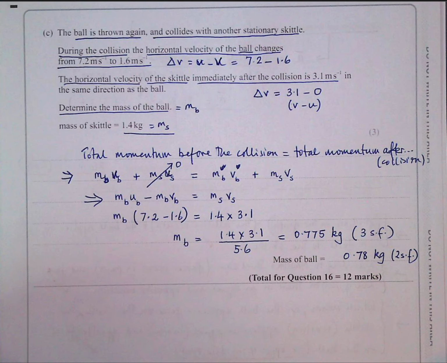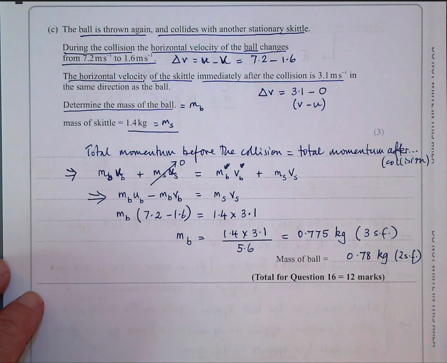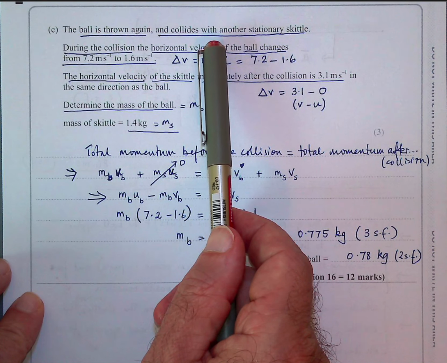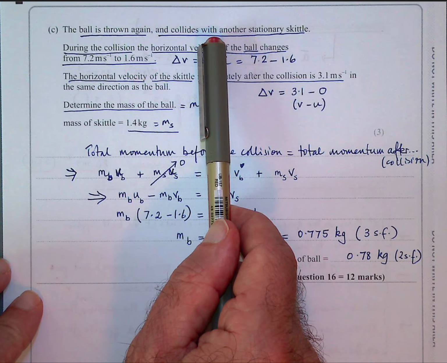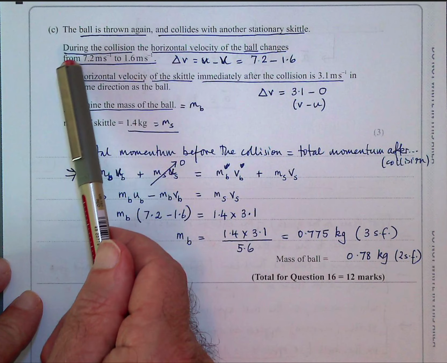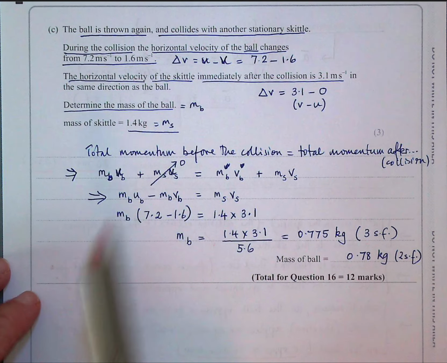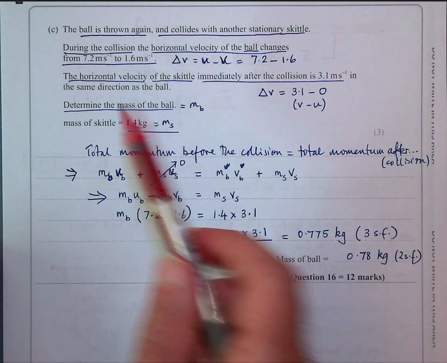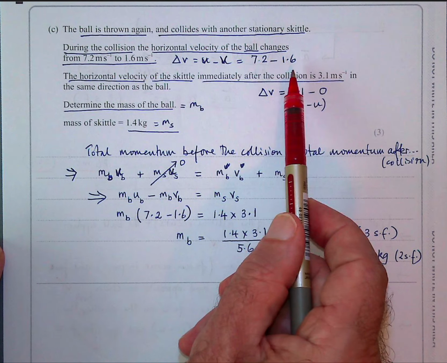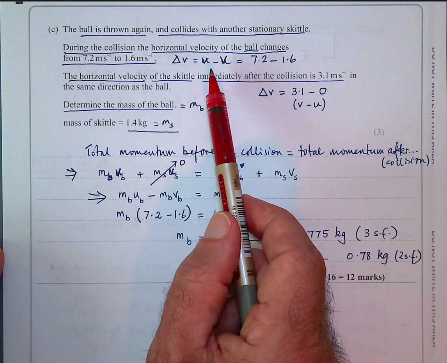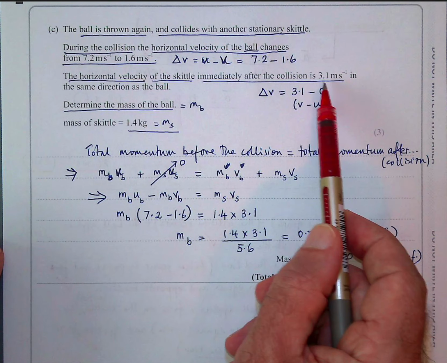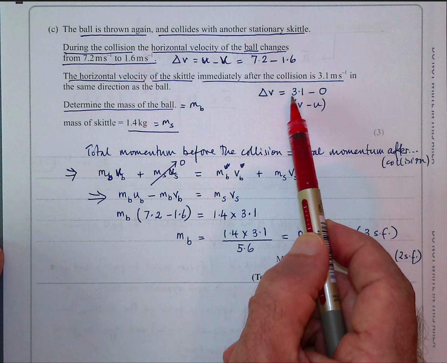16 part C. The ball is thrown again, it says. We're talking about skittles still. The ball collides with another stationary skittle. During the collision, the horizontal velocity of the ball changes from 7.2 to 1.6. So it changes from 7.2 to 7.6. That's a change in velocity. The horizontal velocity of the skittle immediately after collision is 3.1. Obviously, we started at 0, so it'll be a change in velocity.